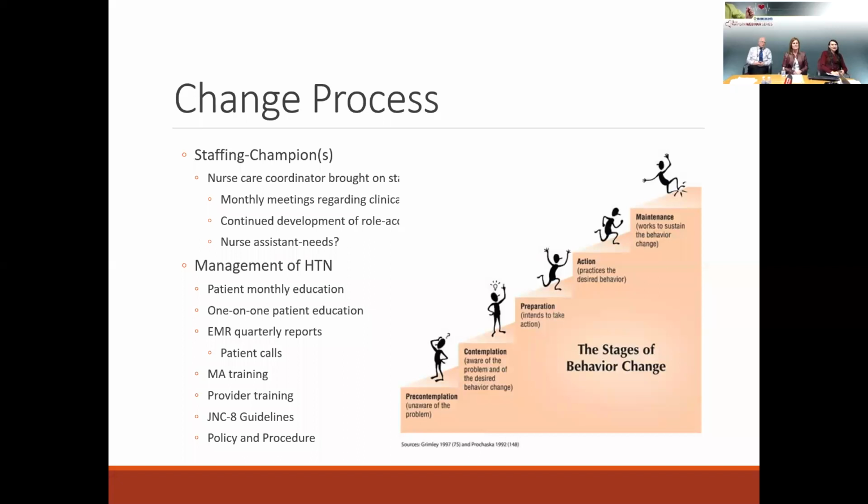Management of hypertension, the patients. Currently we do group meetings, and then we do one-on-one education with patients, which I do. Then we pull quarterly EMR reports currently, and from there we do patient calls to those patients whose blood pressures are over 140/90, and 150/90 for our 60 plus patients. Ongoing training for our MAs and providers. We're currently using the JNC 8 guidelines. And then since I started this program, I put in some policy and procedures. There wasn't anything in place in the beginning, so we really started from the ground up.